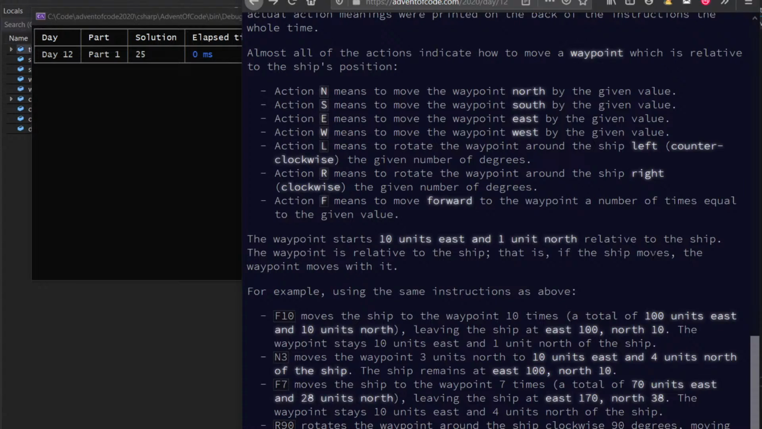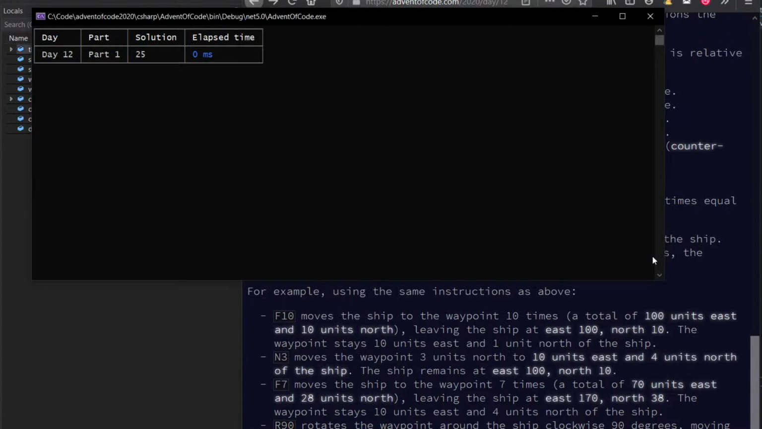We moved 70 units east and 28 units north.